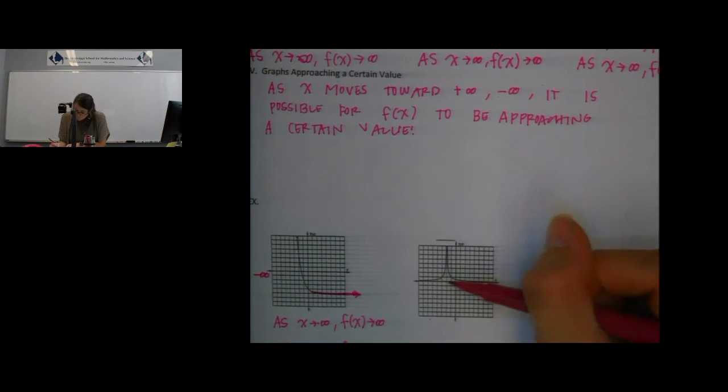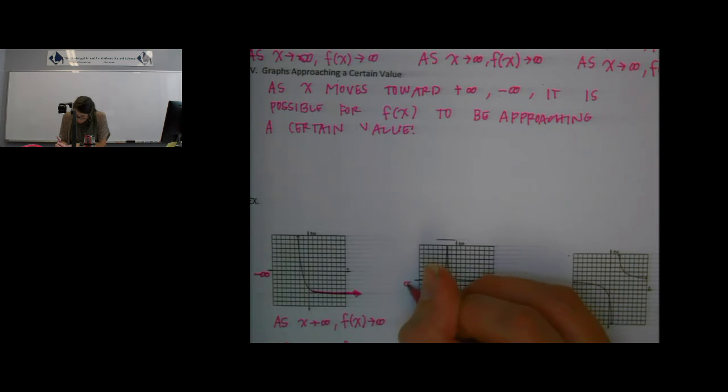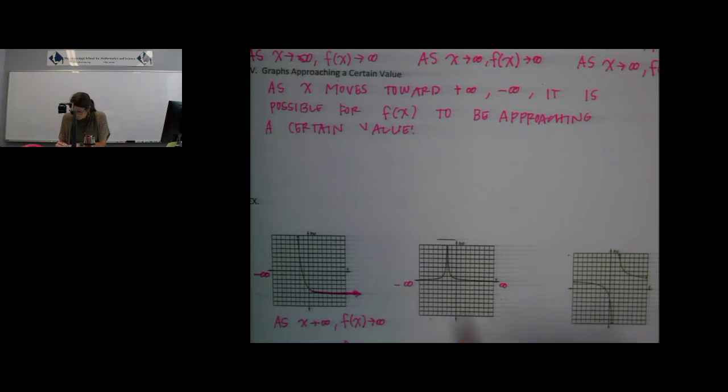All right, let's look here. As x approaches infinity. So here's my negative infinity, here's my positive infinity. Well, let's do negative, I'm sorry, because I want to stay consistent here. F of x is going to approach what y value here? 0. As x approaches positive infinity, f of x is also going to approach 0.